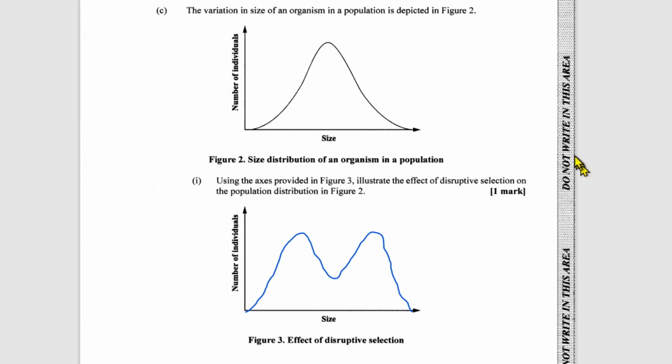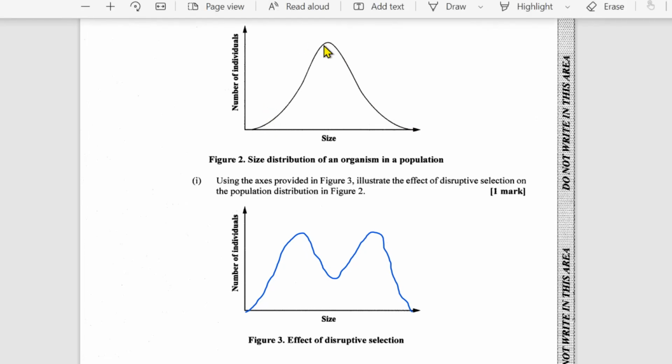Let's look at C. The variation of an organism in a population is depicted in figure 2. We can see at the extreme ends very small members and very large members of the species. The average size would be here, and most of the individuals would be of average size. It's kind of like that with humans too. You have some very tall people, some shorter people, and this would be average height.